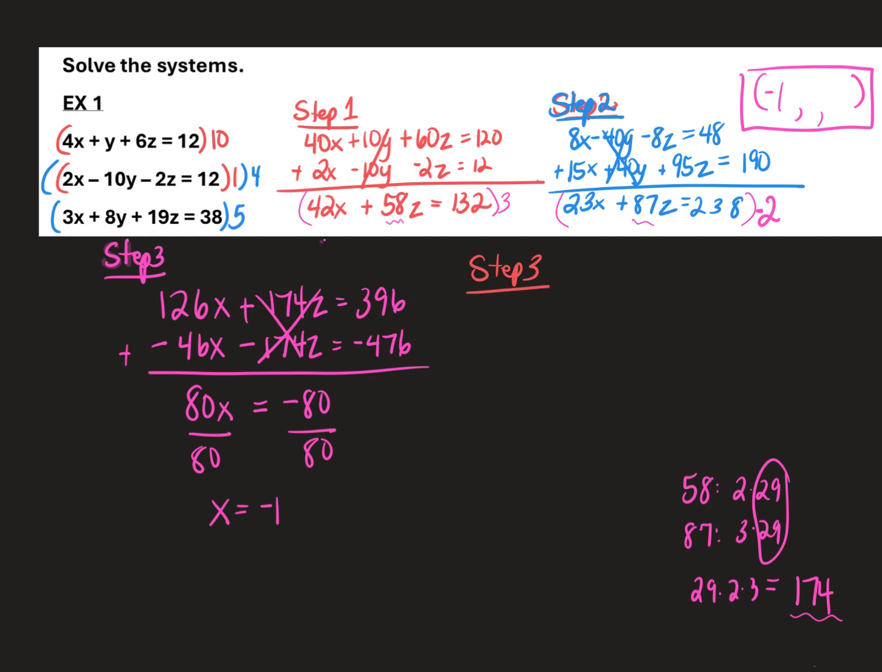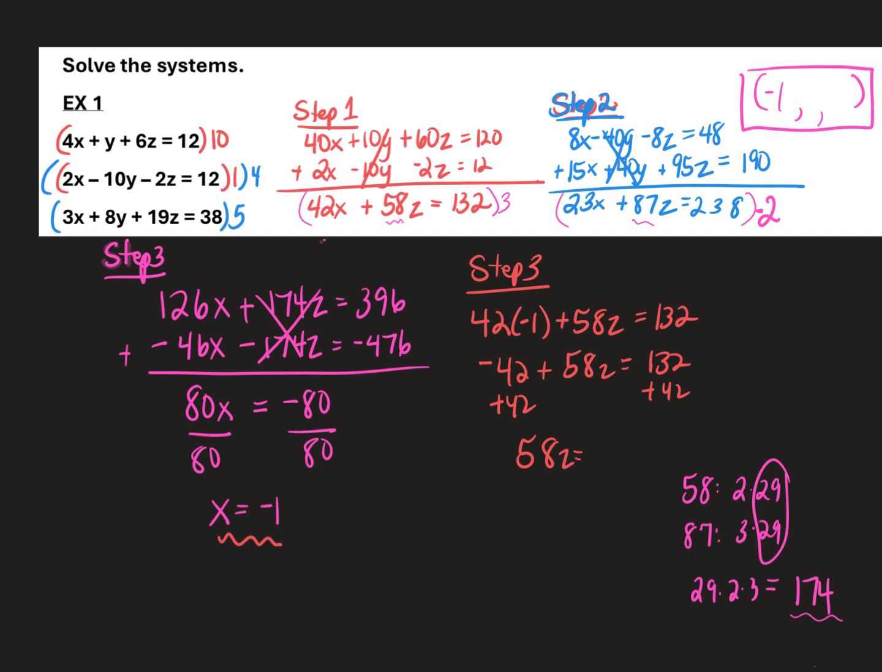So for step 3, what I'll do is I'll take -1 and put it into one of the equations, either step 1 or step 2. I think I'll put it into step 1. So 42 times -1 plus 58z equals 132. Negative 42 plus 58z equals 132. I'll add 42 to both sides.